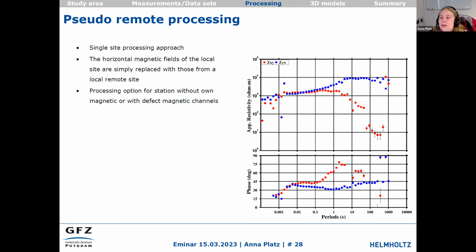A completely independent technique is the pseudo remote processing, which we also had to use at some stations. The pseudo remote processing is more or less a single-site processing technique, but for cases where you have no own magnetic field at a station, because it was not possible to install coils, or coils were broken, or the cable was not connected, you use the magnetic fields of a nearby remote station and replace the local magnetic fields with these remote magnetic fields. And then you run more or less a normal single-site processing. And here you see, for example, a processing result of a station where we had no own magnetic fields, because this station was close to a lake, and it was so wet that it was not possible to install coils at this site.